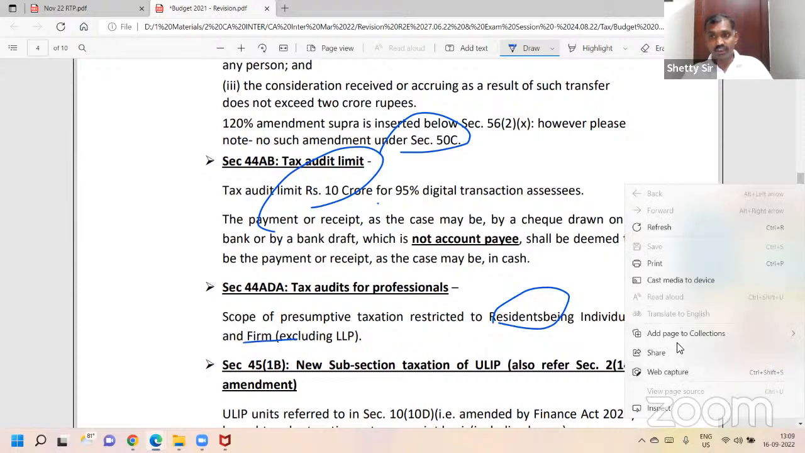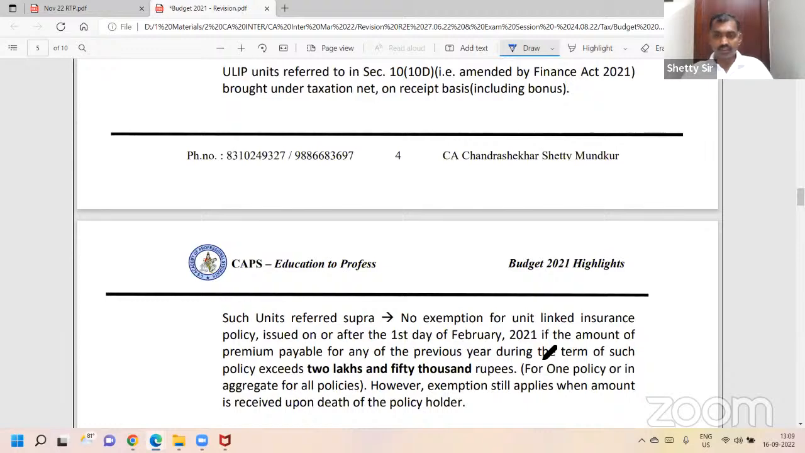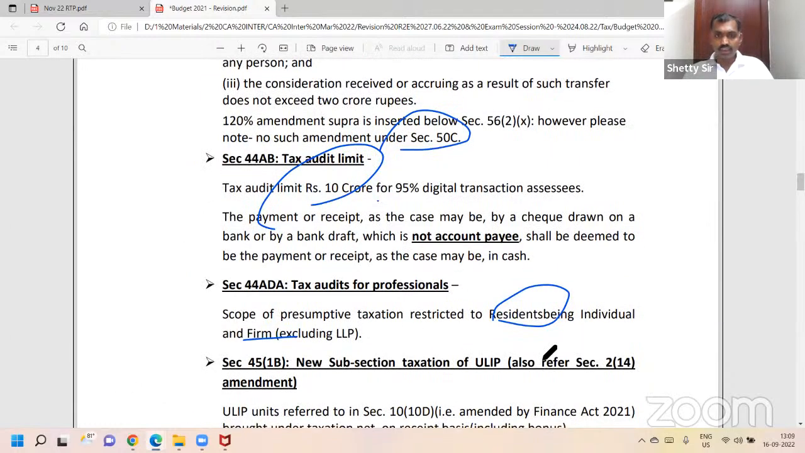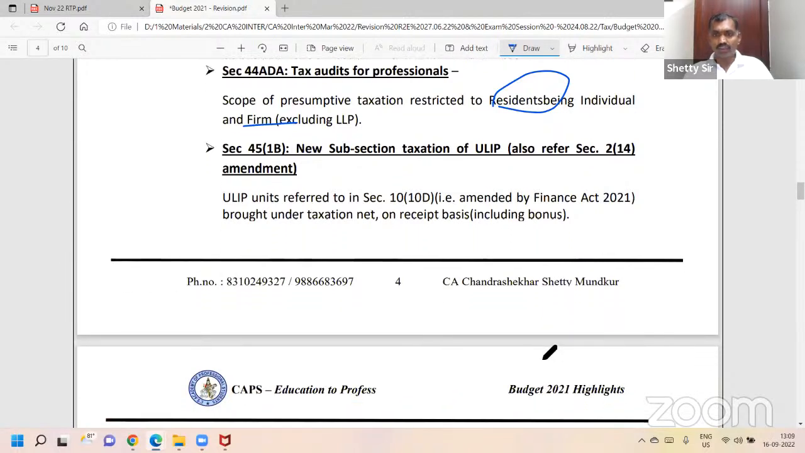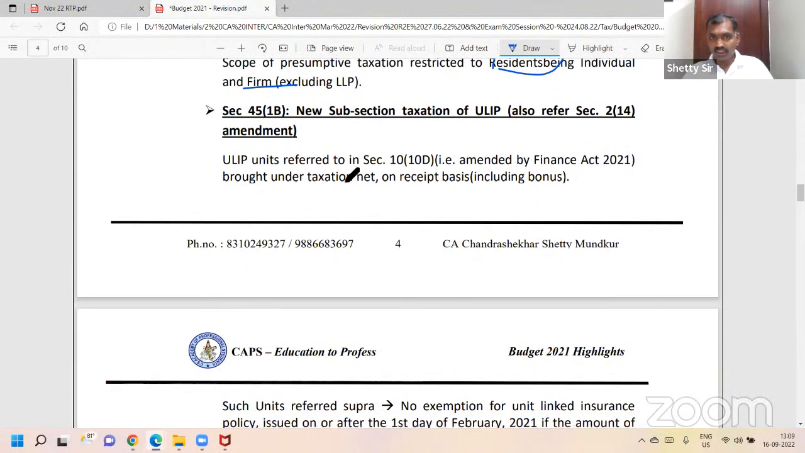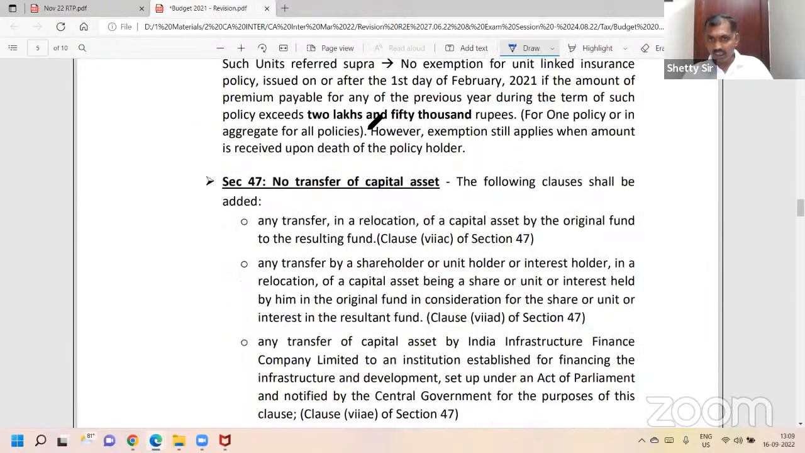Tax rate applies to whom? Individual and firm. Then 45(1)B about 2,50,000 rupees; 10(10D) ULIPs which are above 2,50,000 are also taxable purely on a receipt basis. Everywhere the 2,50,000 limit has an impact.